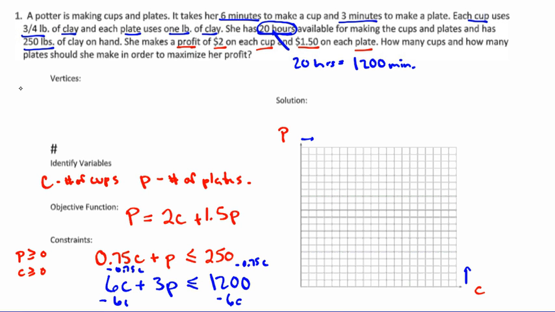Oh, I'm running out of room. I'm going to write it up here by vertices. So I get one equation: P has to be less than or equal to 250 minus 0.75C. And the other one needs to be P less than or equal to, and I have to divide all these things by 3, so I will get 400 minus 2C.